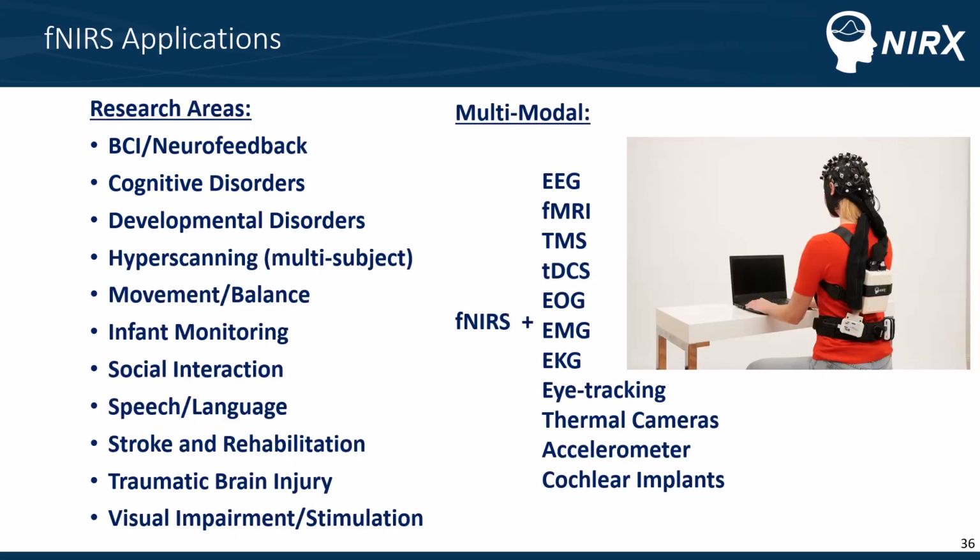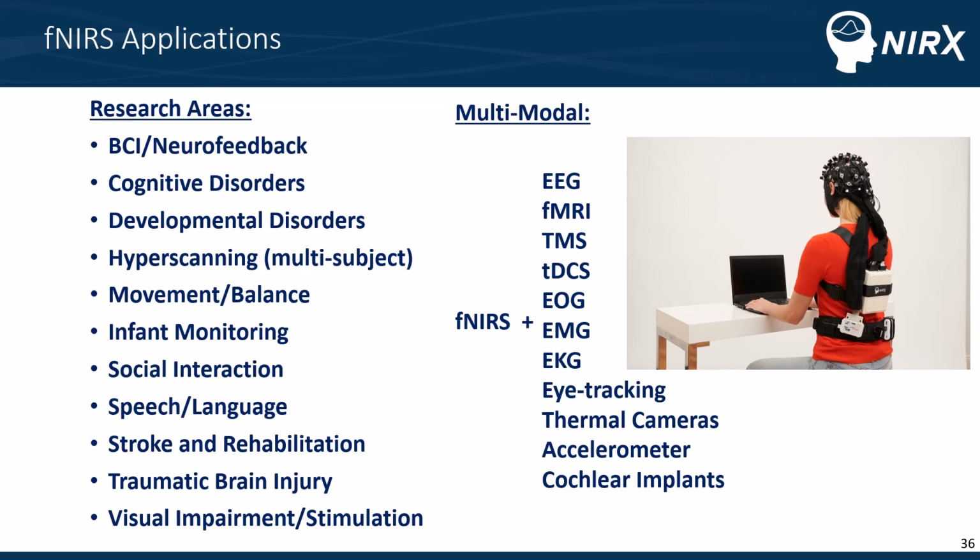fNIRS applications. Any kind of cognitive research area can be studied using fNIRS. Some examples here: BCI and neurofeedback, cognitive disorders, infant monitoring, social interaction, speech and language, and so on. fNIRS has been applied in all these various areas.